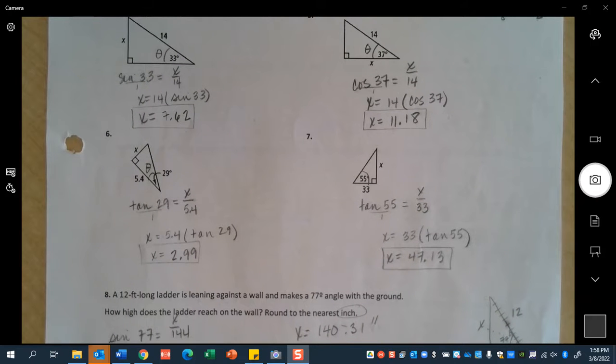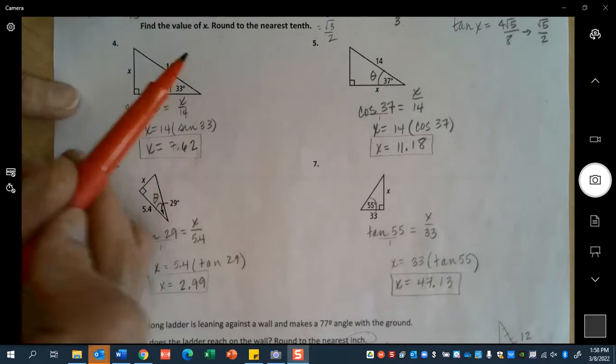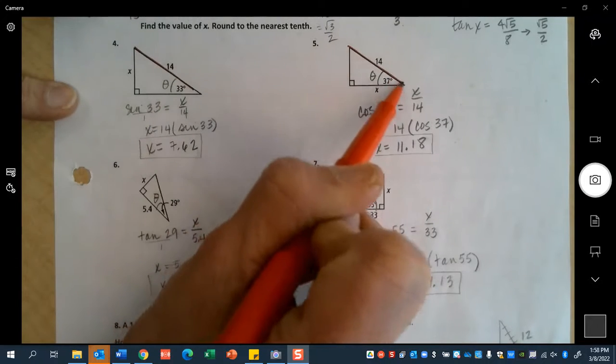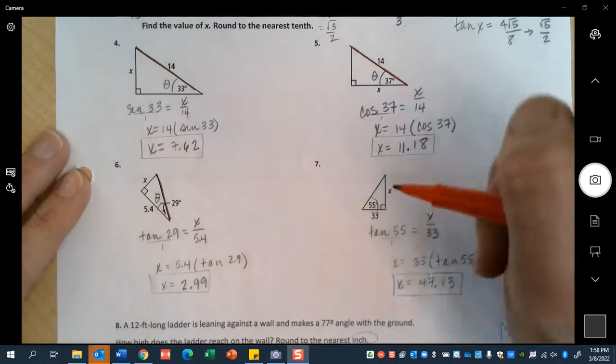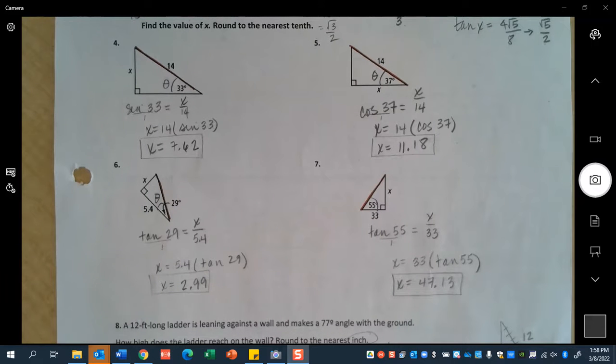Same as in 7. If you find yourself getting confused about which side's which, do yourself a favor and go ahead and mark the hypotenuse, which is your side opposite your right angle every time. Your opposite and adjacent switch according to your angle measurements. Your hypotenuse is always your hypotenuse. Questions on 4, 5, 6, and 7?